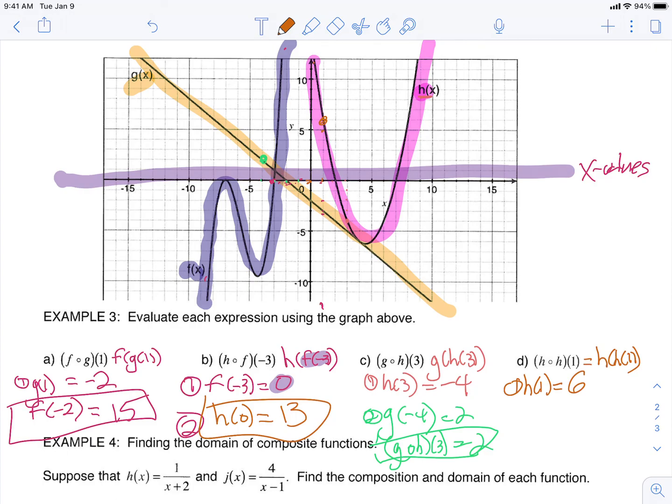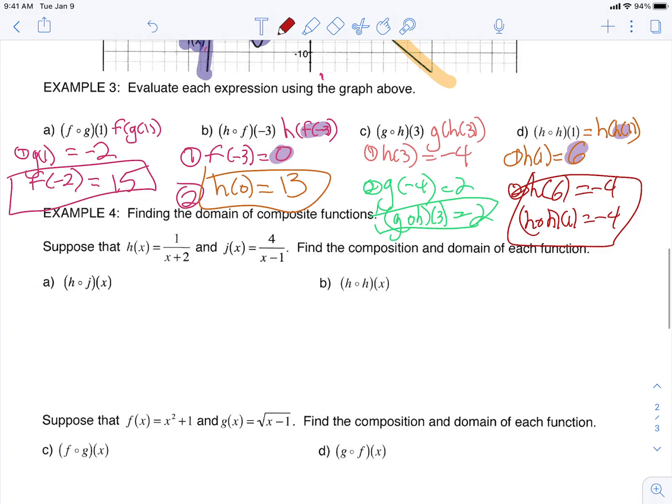Okay, and now, because that's what these mean, I'm going to find h of 6. So 6 is here, and h is this purple one, so 1, 2, 3, 4. h of 6 is negative 4. So h of h of 1 is equal to negative 4.